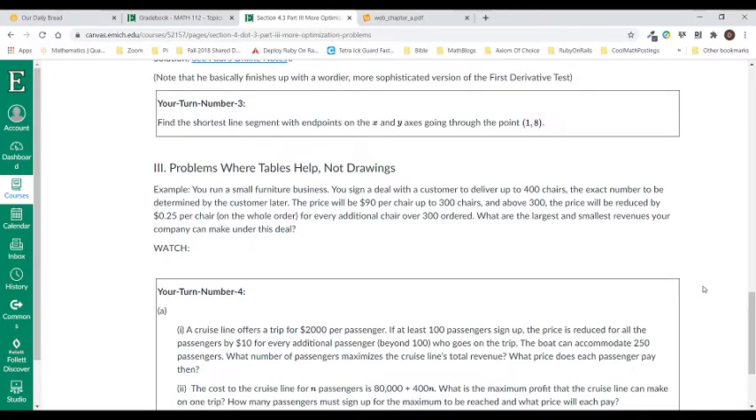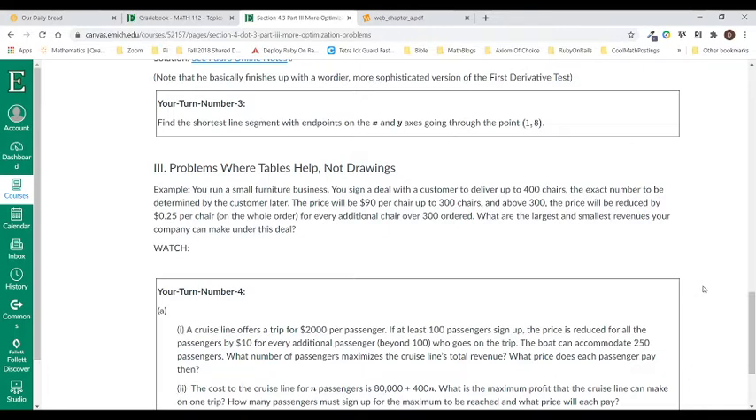You run a small furniture business. You sign a deal with the customer to deliver up to 400 chairs, the exact number to be determined by the customer later. The price will be $90 per chair up to 300 chairs, and above 300, the price will be reduced by 25 cents per chair on the whole order for every additional chair over 300 ordered. What are the largest and smallest revenues? Remember, that's just how much money you're bringing in under this deal.